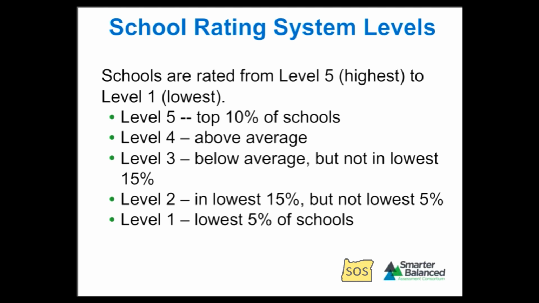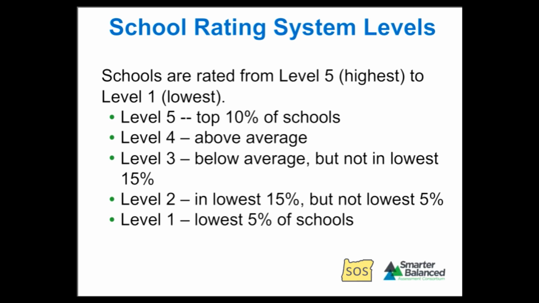Now, the rating system that was implemented last year on the report cards assigns schools a rating of level 1 up to level 5, with level 5 being the highest. And an important thing to remember about this rating system is it's basically what we call normative. And that is, the levels are really set with the goal of having a certain percentage of schools at each level. So for instance, level 5 will represent the top 10% of schools. And this will hold true as we transition into Smarter Balanced. We intend to have level 5 represent the top 10% of schools.